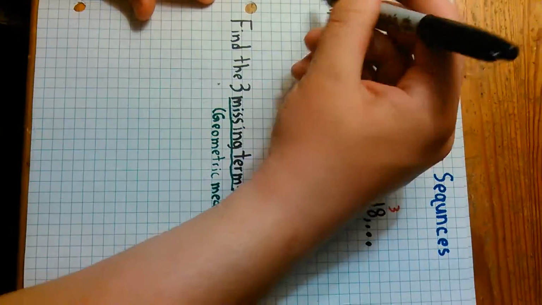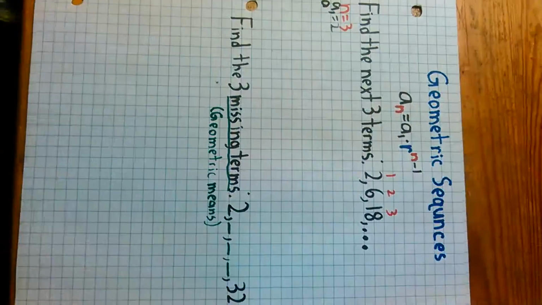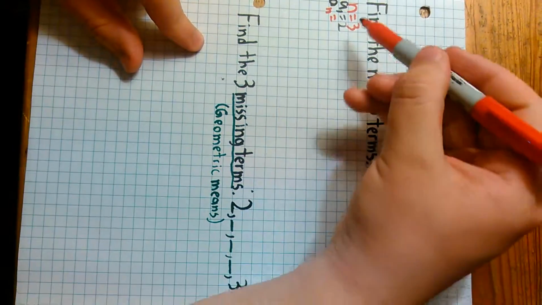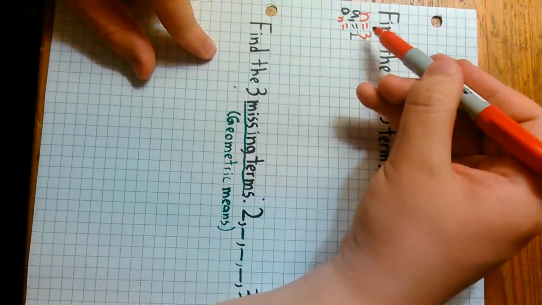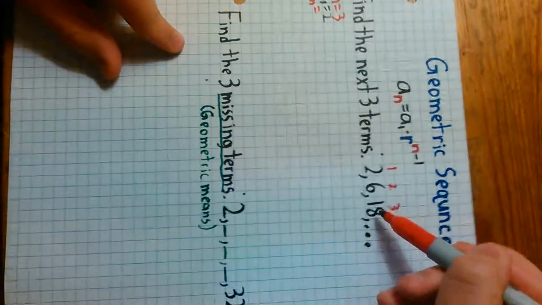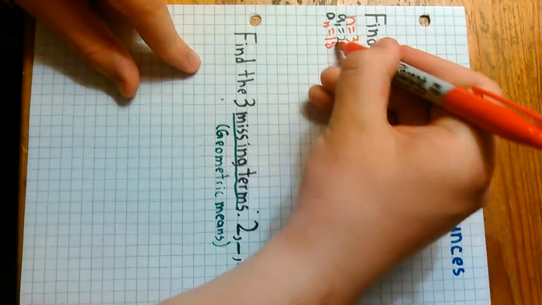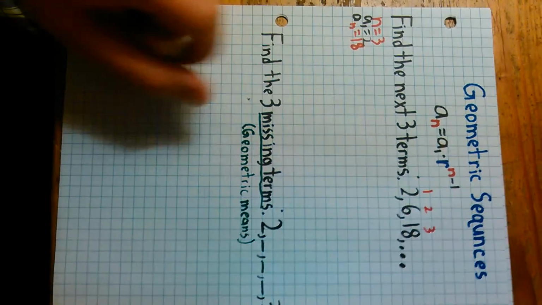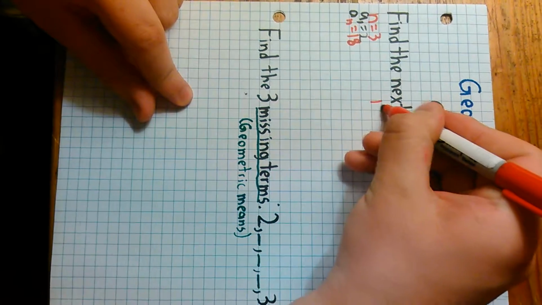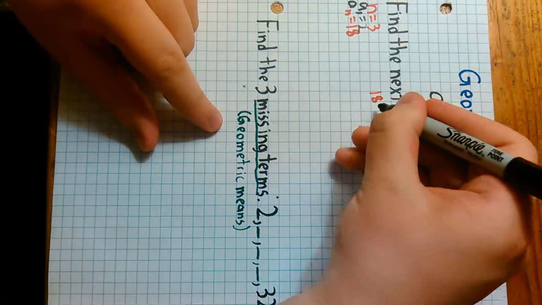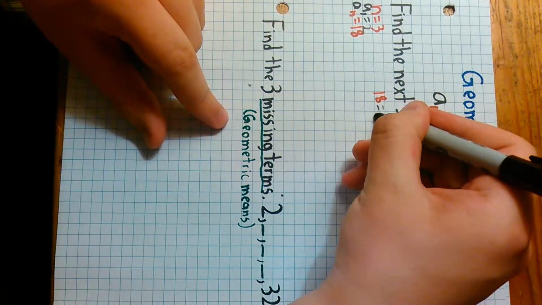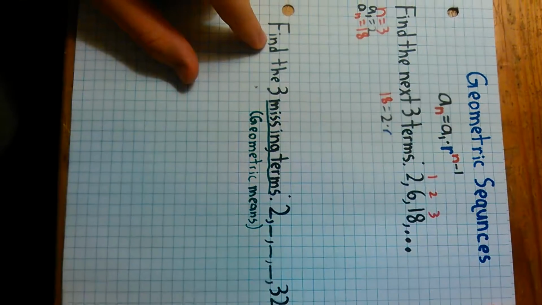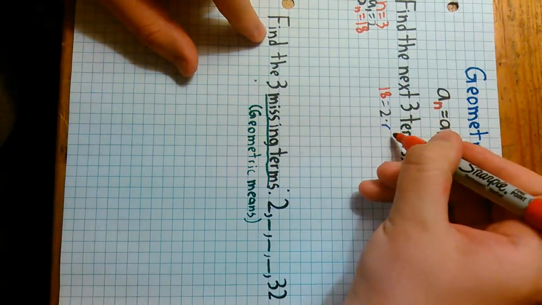Then we have to figure out what a sub n equals. So a sub n is going to be the third term in our series, since n equals 3. So our third term here is 18. So now we're going to put all of these variables into our equation. So a sub n is 18, so we have 18 equals a sub 1, which is 2, times r to the n, which is 3, minus 1.